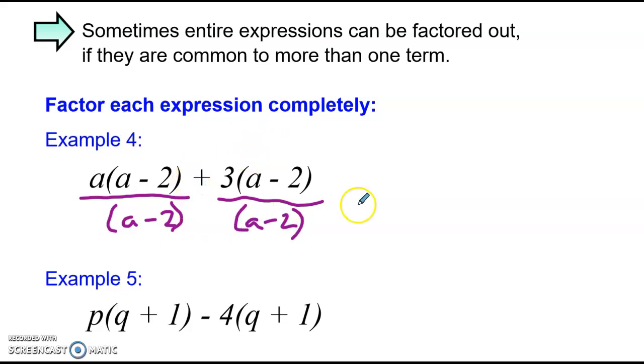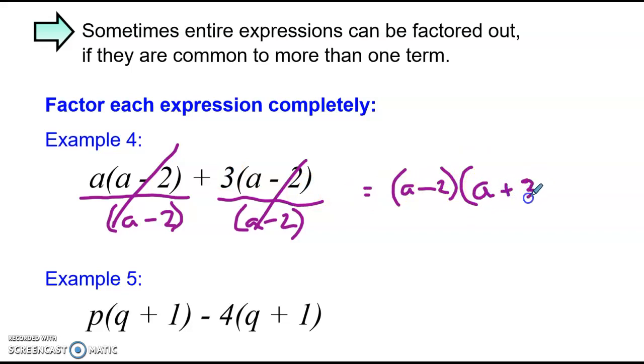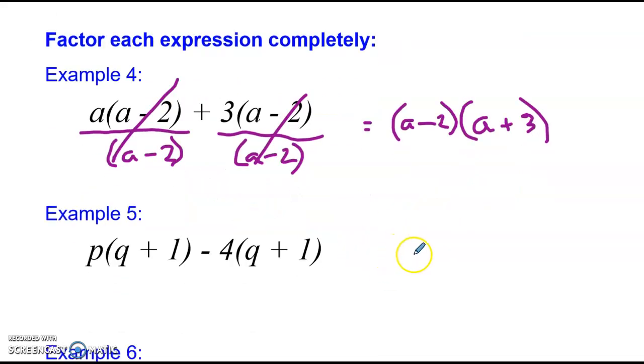And what that's going to look like in my answer is I'm going to take out that a minus 2. I've divided it out, so there's a minus 2, and these are gone. And then just look at what's left. Well, I have the a still here, the 3 still here, so I just write that as the other factor, a plus 3. So this expression in factored form is just (a minus 2) times (a plus 3). That's a little tricky, so let's look at another one here.